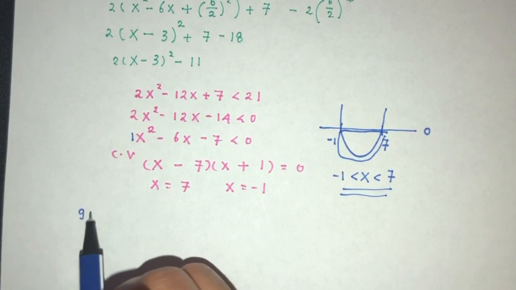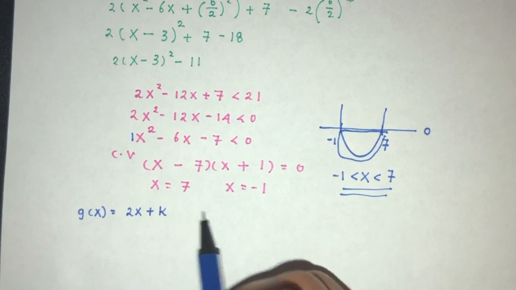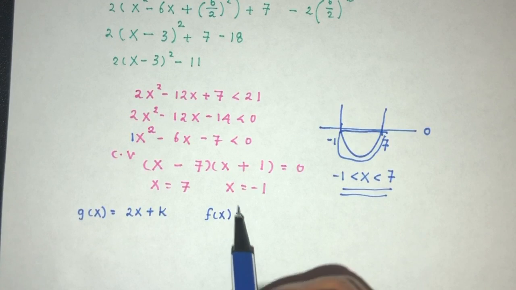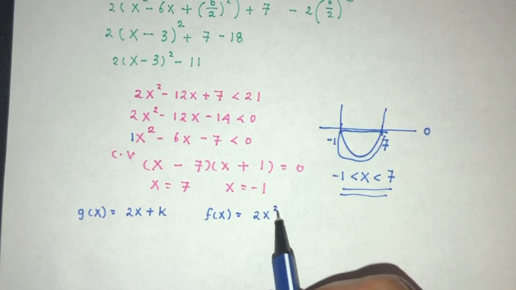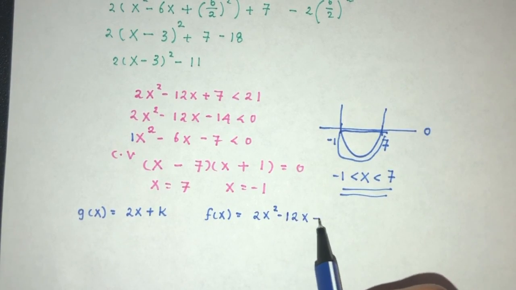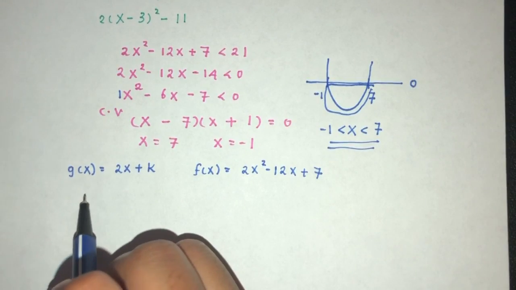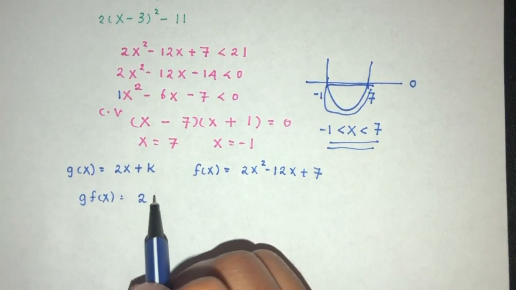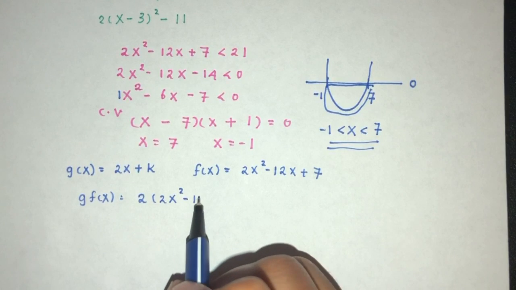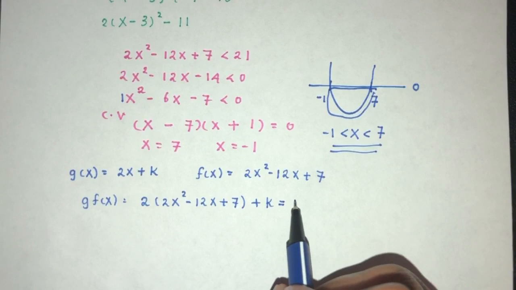So we know g of x was given to you by 2x plus k. f of x was given to you by the value of, what is that? It is this one. Minus 12x plus 7. Right. So now, we're trying to find g of f of x. So pretty easy. 2 times f of x will be this one plus k.